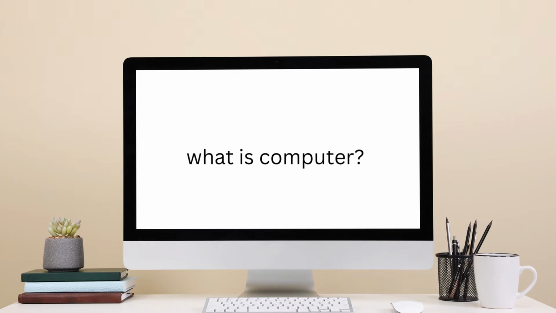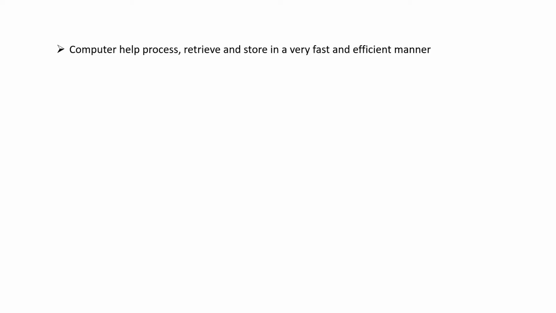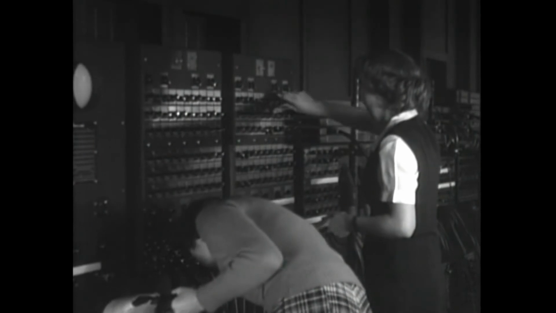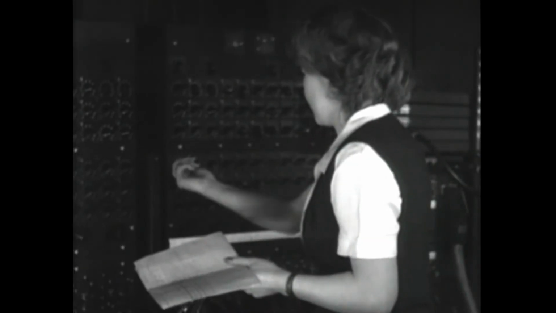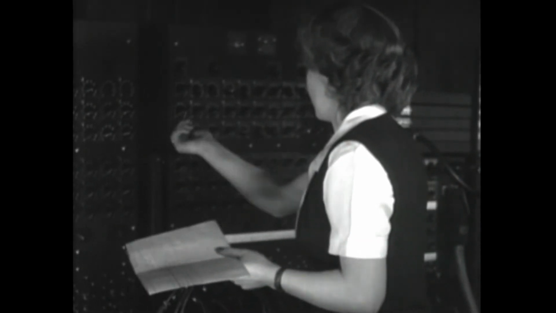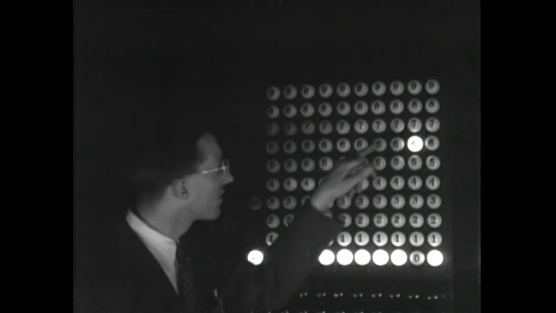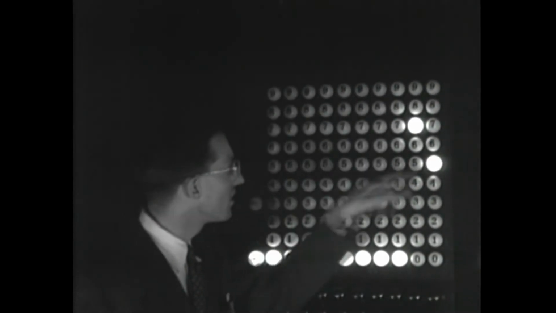What is a computer? Computers help process, store, and retrieve data in a very fast and efficient manner. Early computers were created for the purpose of doing large calculations very quickly. The Electronic Numerical Integrator and Computer, or ENIAC, was the first general-purpose programmable computer, available in 1945. Its main goal was to solve large numerical problems, where it calculated artillery firing tables. It weighed about 30 tons, took up the size of a small house, and required several people to operate it.